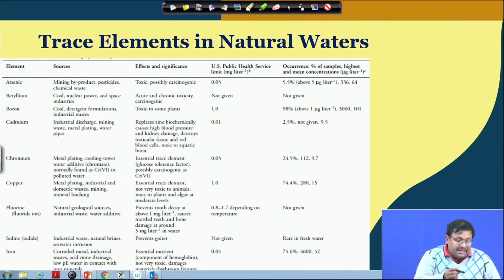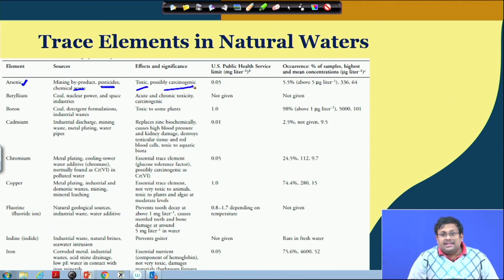So, let us start with arsenic. As you can see here, arsenic is an important mining byproduct. It is also used in pesticides as well as chemical wastes. It is highly toxic and possibly carcinogenic in nature. We will discuss arsenic in detail in the coming slides, but arsenic is an important metalloid which creates very important environmental problems. Also, beryllium, which is produced from coal and the nuclear power and space industries, can produce acute and chronic toxicity and also carcinogenic effects.